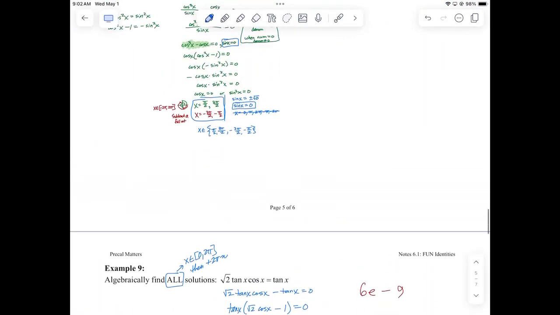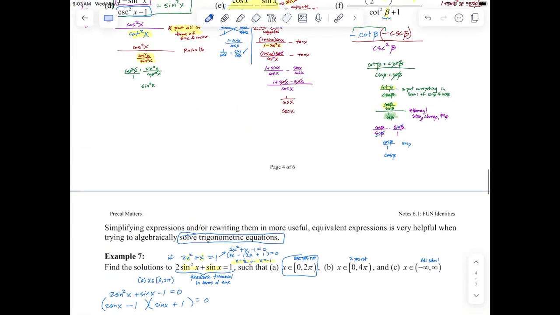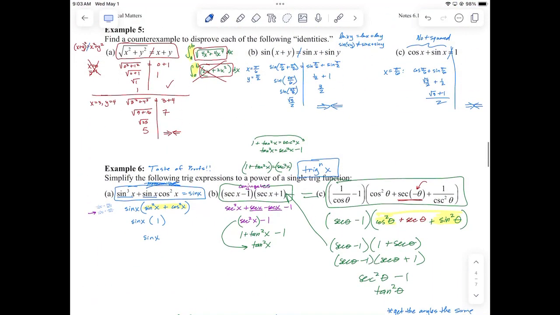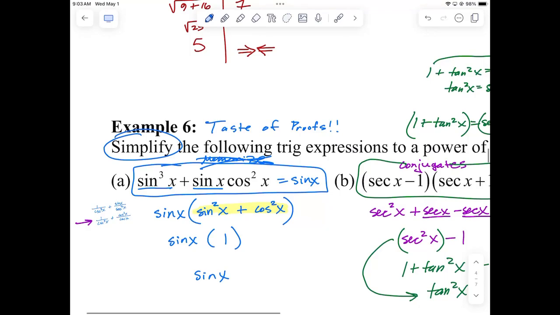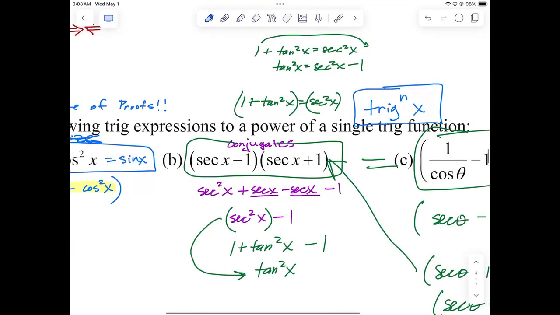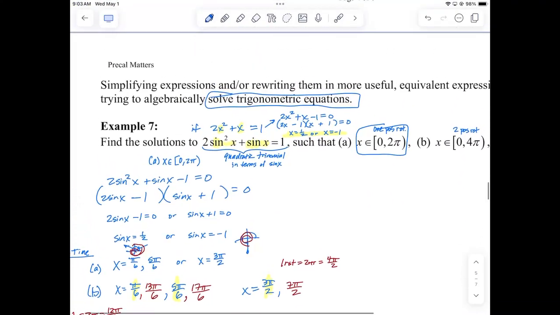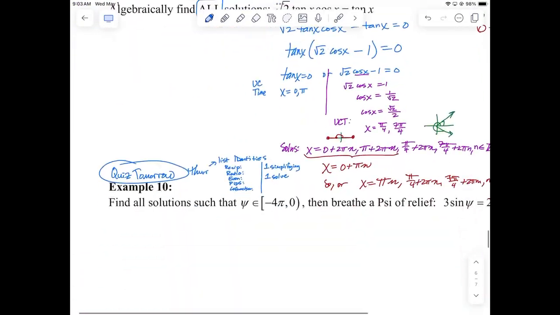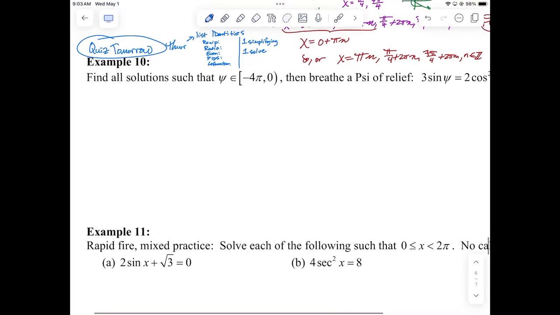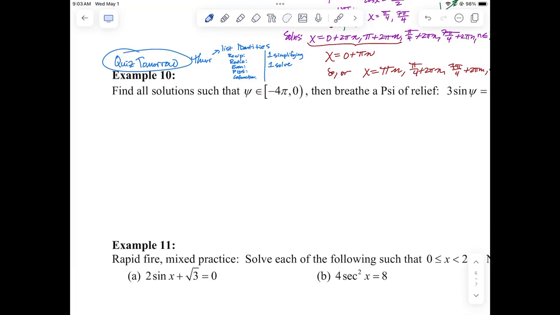Simplifying. All right, have we forgotten what we've been doing? No, I can't remember. Simplifying. That's what we did on example 6, where we get down to a single power of a trig function. You'll have one like example 6, and then one like example 7, 8, 9, and 10. Okay? And 11. All right, now we are on example 10, so let's go for it.